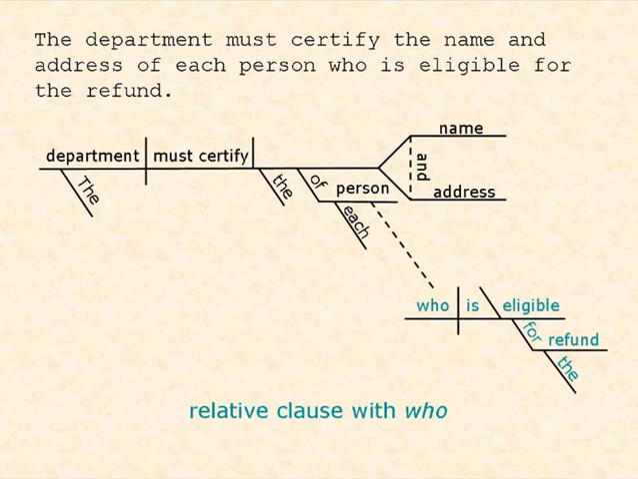I've shown you the independent clause and the adverb clause. Here are a series of slides showing adjective or relative clauses. In this diagram, who is the relative pronoun acting as the subject of the relative clause? The relative clause is, who is eligible for the refund?